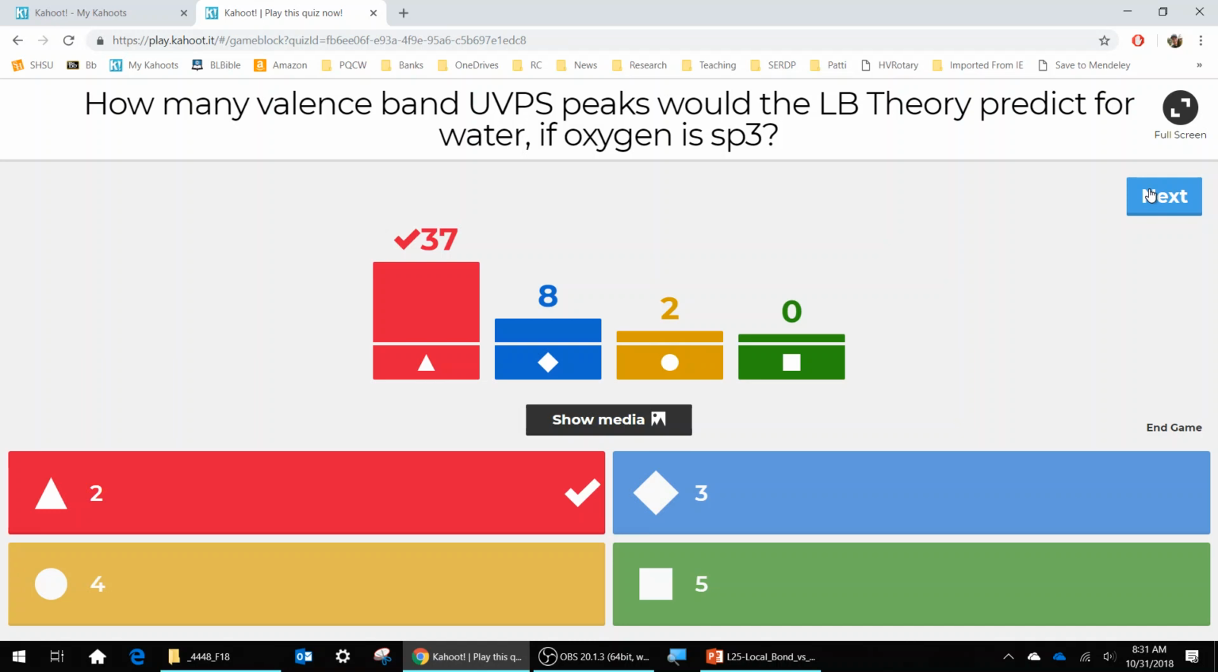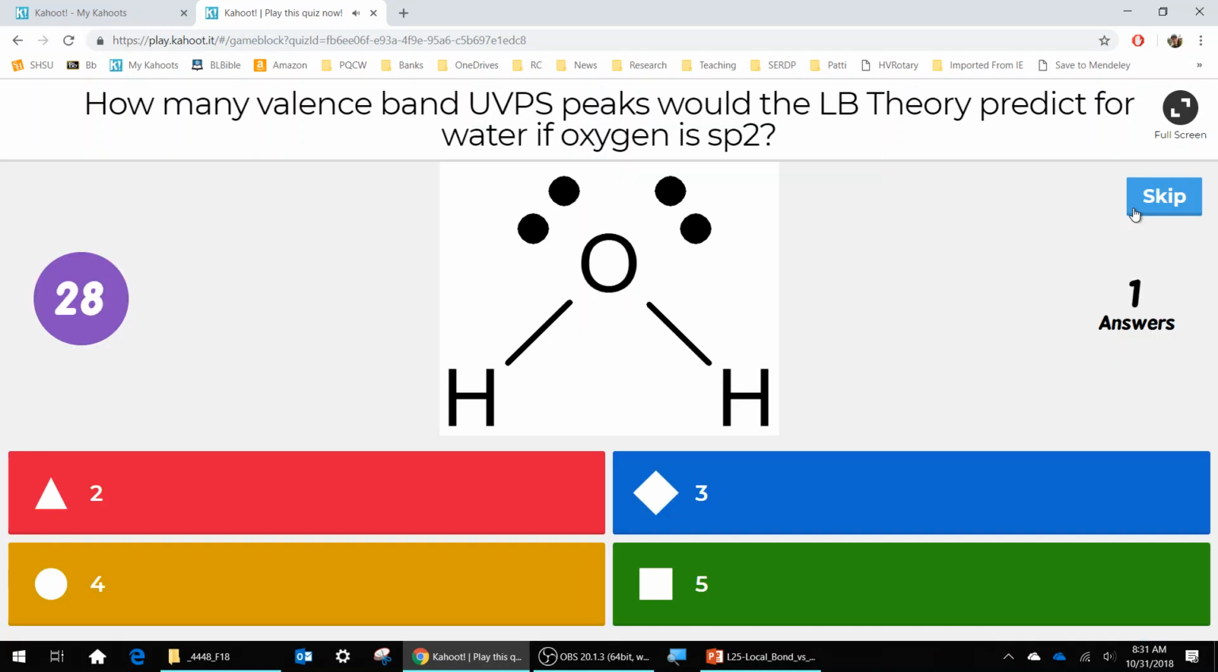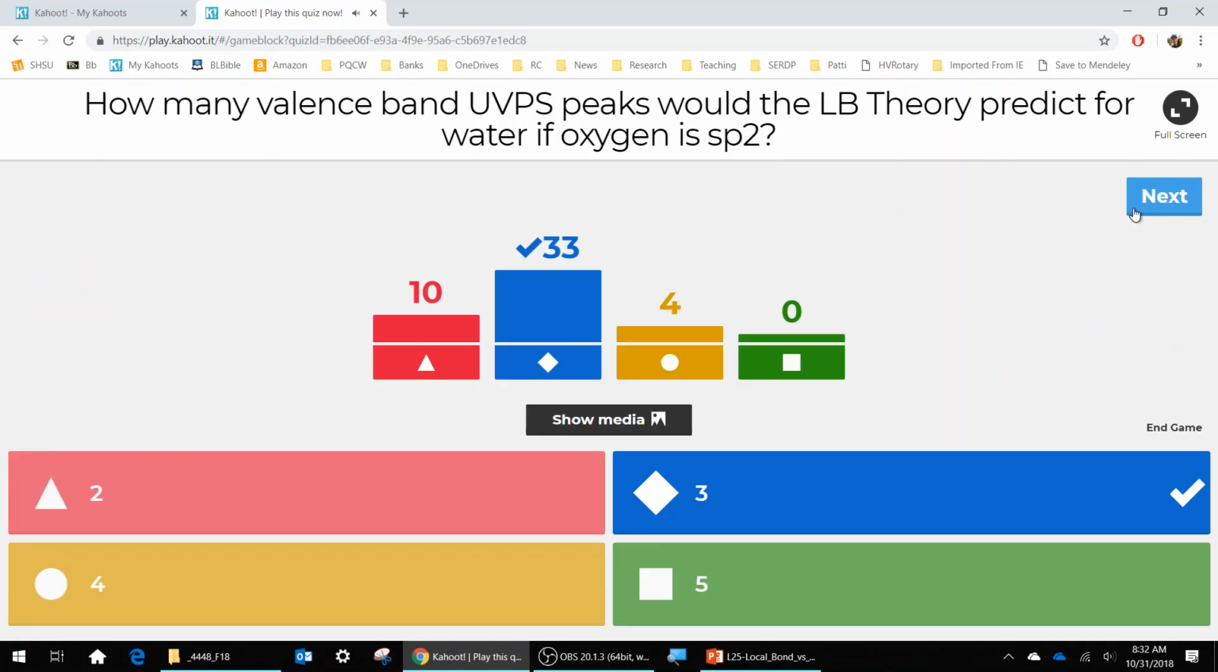And if that were the case, who knows? Maybe nature is that way, right? If oxygen were sp2 in water, how many different types of electrons would it have? So think carefully. Force that oxygen to be sp2 hybridized. Okay, very good. So you would force one of those lone pairs in an sp2 hybrid, and the other lone pair would be in the pz orbital that's unused.